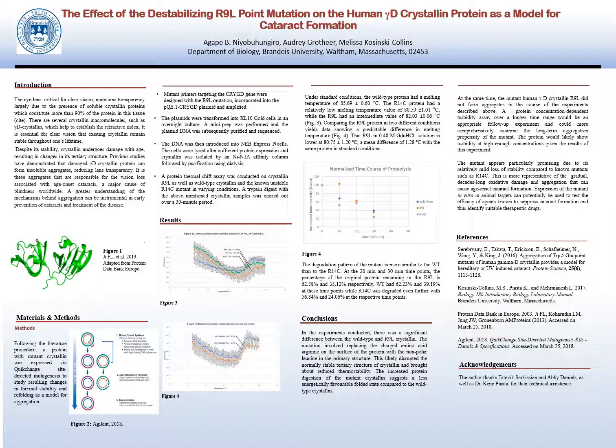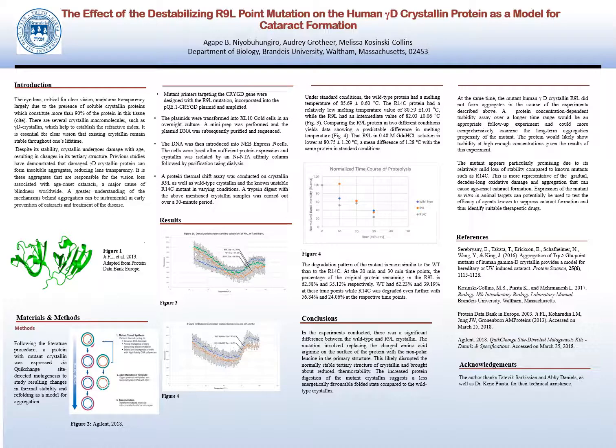Now, figures 3 and 4 present the thermal shift assay, and figure 3 shows a comparison between the mean melting temperature of our R9L mutant, of a known very unstable R14C mutant, and of the wild type human gamma D-crystallin. Figure 3 shows a clear difference in the mean melting temperatures of the three types of human gamma D-crystallin, with the wild type having the highest at around 86 degrees Celsius, followed by an intermediate value for our R9L mutant, and lastly by a relatively low value for the unstable R14C mutant.